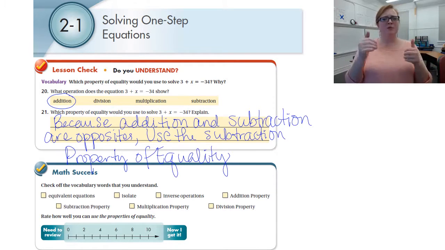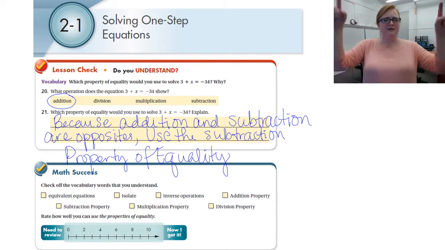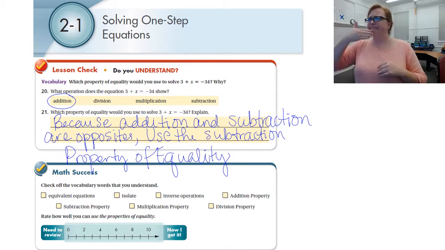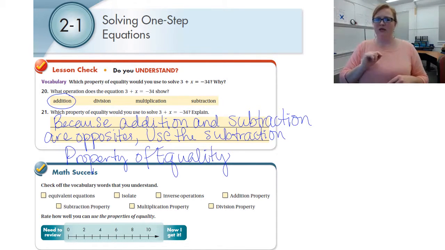Now, in the blue box, you see math success. Look at the vocabulary words and check them off if you understand what they mean. At the bottom, rate yourself. How much do you know about the properties of equality? 0, I need to review, all the way to 10, champ, I know it. If you score yourself at 6 or less, you need to go back and review this video.